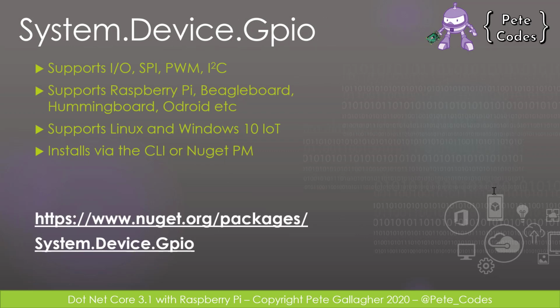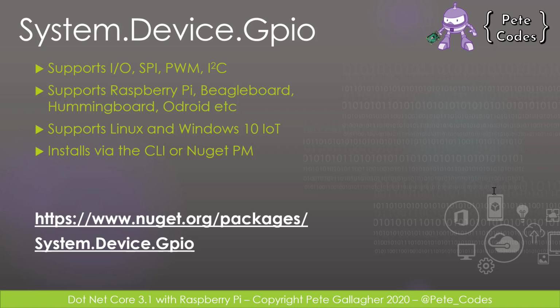The library we're going to be using to be able to access the Raspberry Pi's GPIO is the System.Device.Gpio library. And that gives us access to obviously the pins themselves, but also several different interfaces like SPI, Serial Peripheral Interface, as well as I2C and PWM and things like that. The System.Device.Gpio library supports Raspberry Pi as well as BeagleBoard, HummingBoard and Odroid. I've not actually played much with those. I tend to concentrate on the Raspberry Pi.